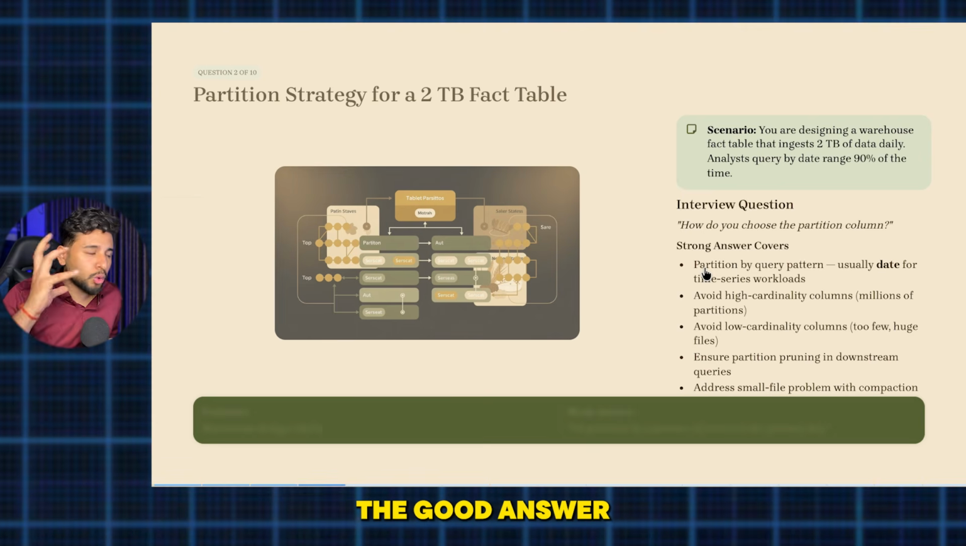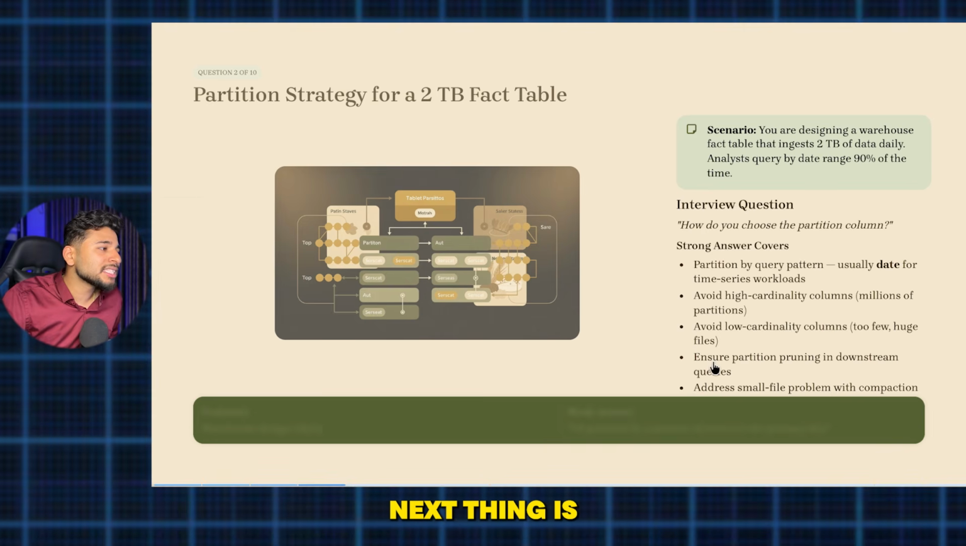The strong answer, the good answer, will be to partition by query pattern, usually date for time series workloads. Then you have to do a partition on the date. Next, avoid high cardinality columns. If you are having millions of partitions on a column, you should not partition on that column. You should partition on a low cardinality column. Next, ensure partition pruning in the downstream queries, which is very important, and address the small file problem.